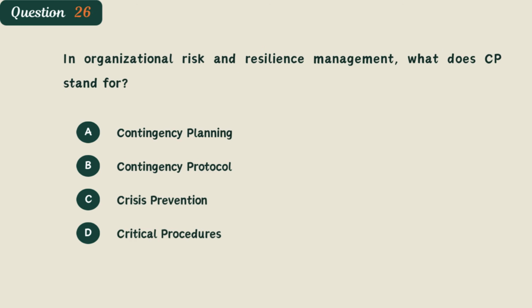Question 26. In Organizational Risk and Resilience Management, what does CP stand for? A. Contingency Planning. B. Contingency Protocol. C. Crisis Prevention. D. Critical Procedures.